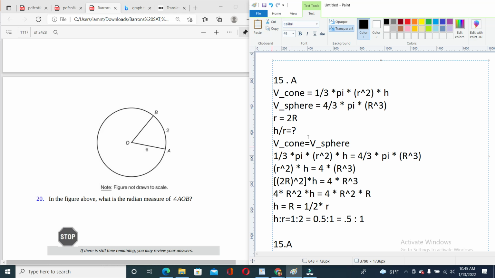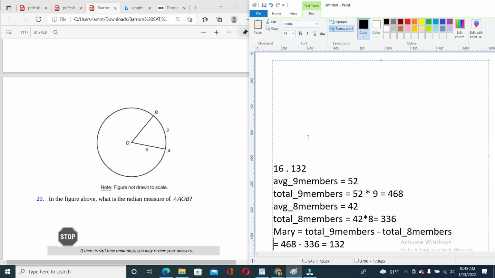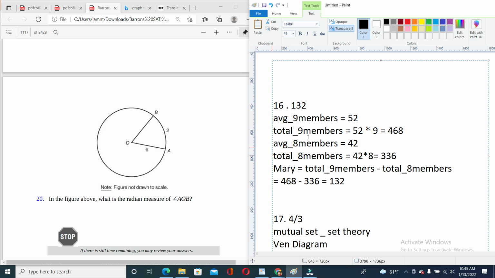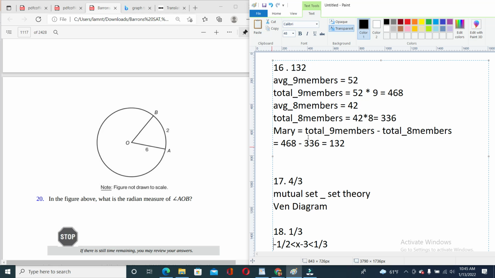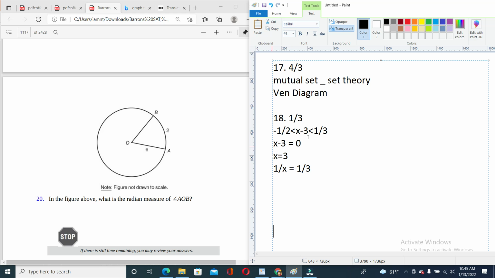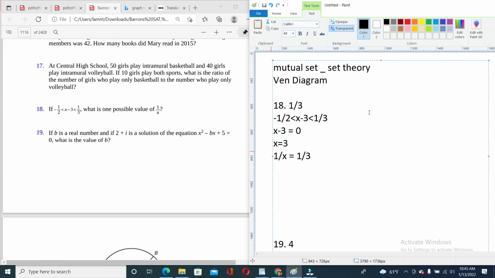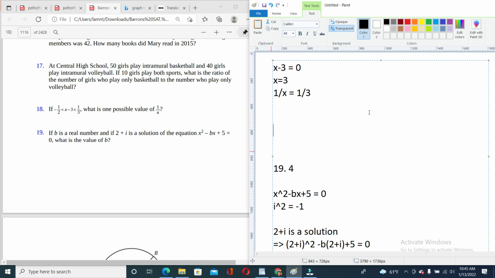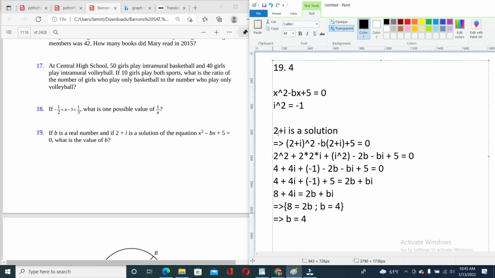H over R is 5 over 1. Okay, 16 is calculation. 17 is set theory. 18 is just that. Okay, number 19. So 19 is just solving another equation about 4. Alright, so let's move on to number 20.